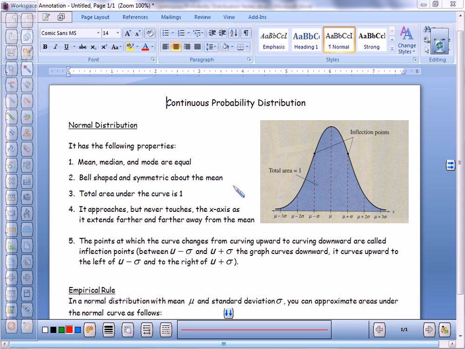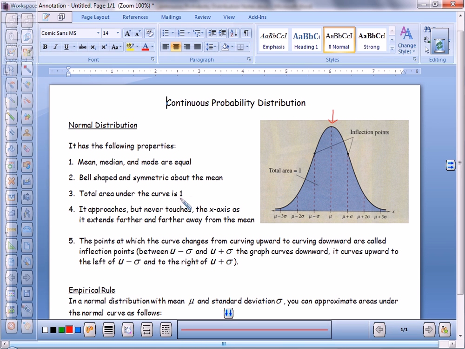All right, so what we're looking at today is a normal distribution. And a normal distribution has the following properties. The mean, median, and mode are all equal, and they're right here on our normal distribution. This is where our mean, median, and mode are. It is bell-shaped, and it's symmetric about the mean. So we talked about the shape of our distribution. In a normal distribution, the shape of the distribution is symmetric.